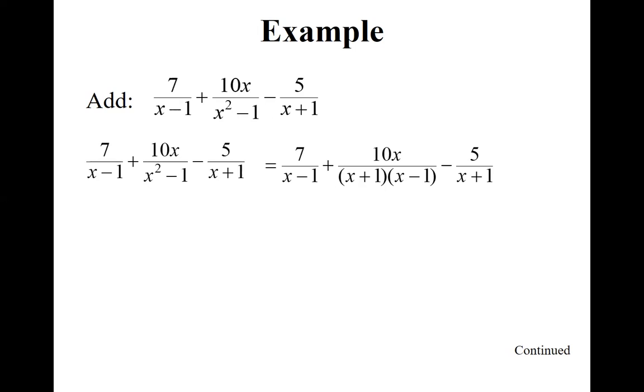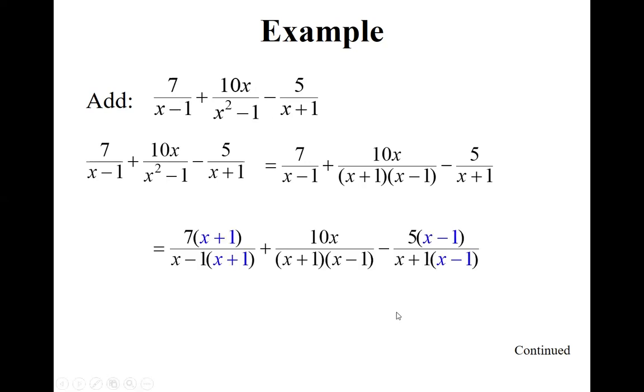We want to rewrite all of the rational expressions with that denominator. The first one was just missing an x plus 1. So we multiply by x plus 1 over x plus 1. The second one was not missing either of them. So we don't change that at all. The third one was missing the x minus 1, so we multiply by x minus 1 over x minus 1.